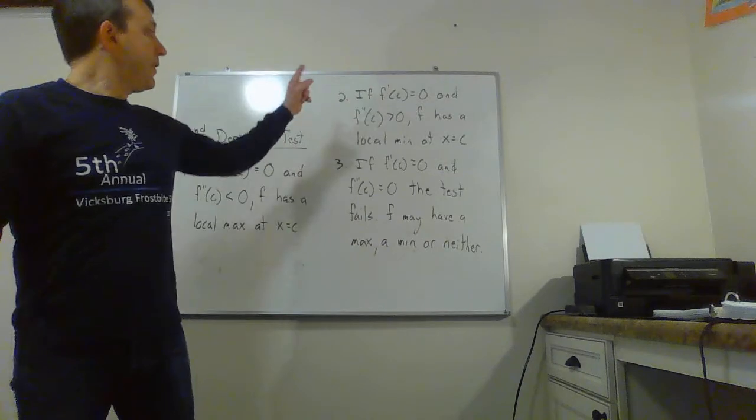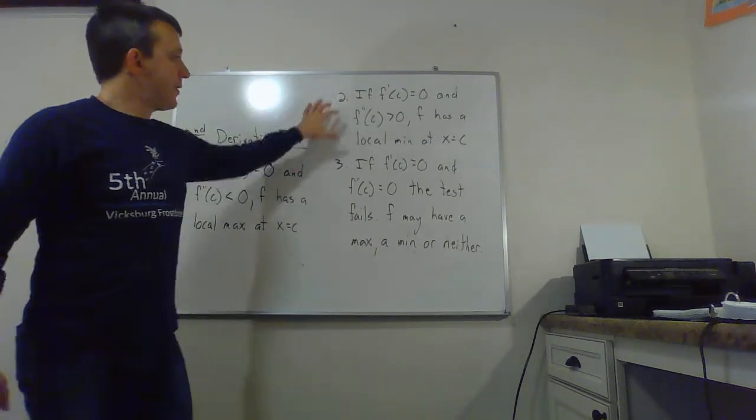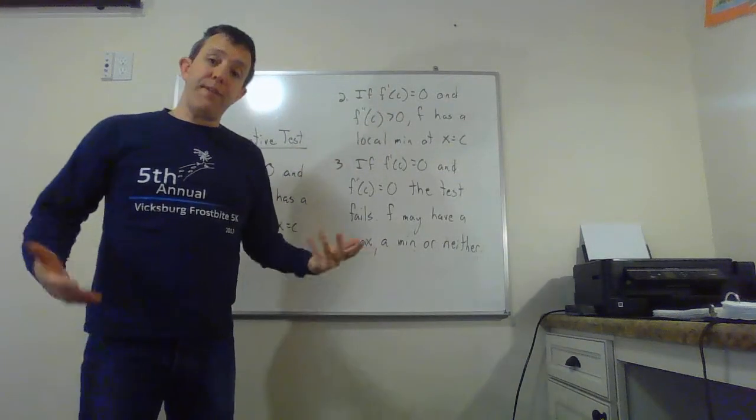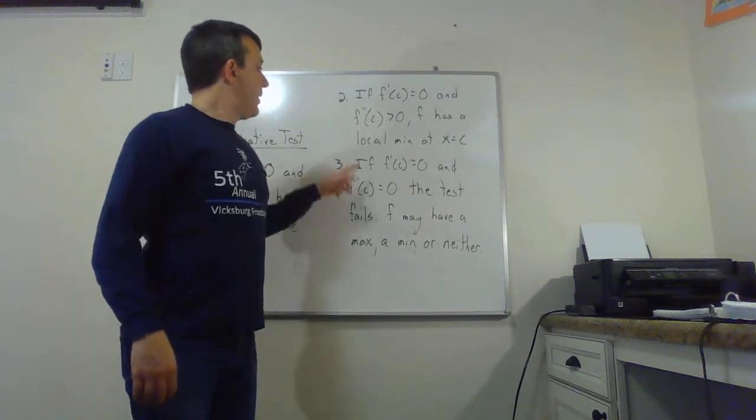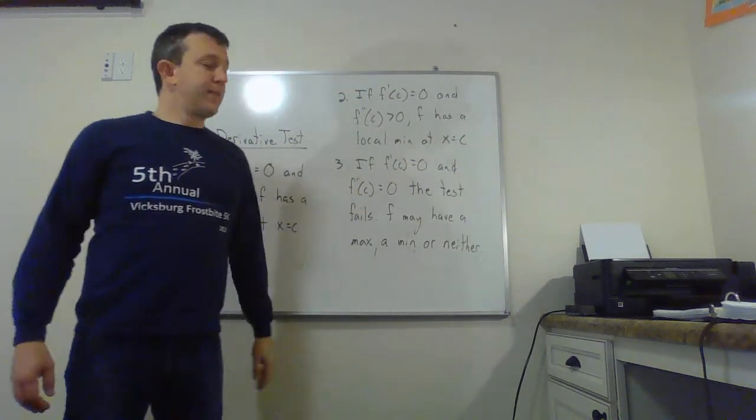And if f prime of c is equal to 0 and the second derivative is greater than 0, then you have the opposite case. It's concave up. f is going to have a local min at x equals c.